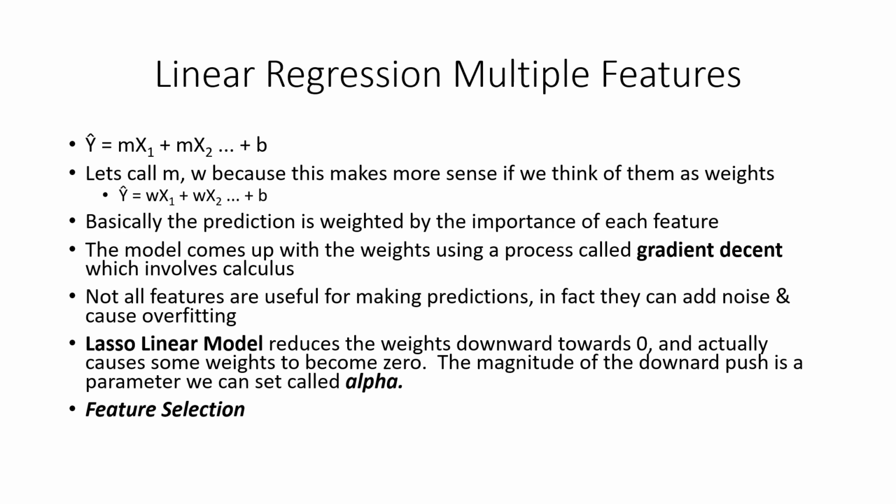All right. Now, not all features are useful for making predictions. In fact, they can add noise and cause something called overfitting. That's why I chose to do a Lasso linear model, because this reduces the weights downwards towards zero, and it actually makes some of the weights zero. So you do 0 times that feature and it makes it 0, effectively taking them out, which is a form of automatic feature selection. It's going to get rid of features that really don't have a strong relationship with the sales price. Now, in our Python library, when we use the Lasso linear model, there is a parameter called alpha, which is the strength of that push downwards to 0.